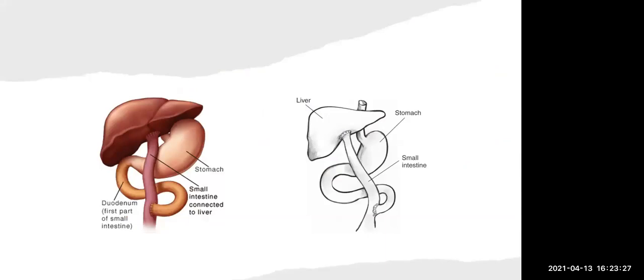So this is the Kasai procedure where you can see a small intestine is connected to the liver, which allows the bile to flow from the liver to the small intestine.